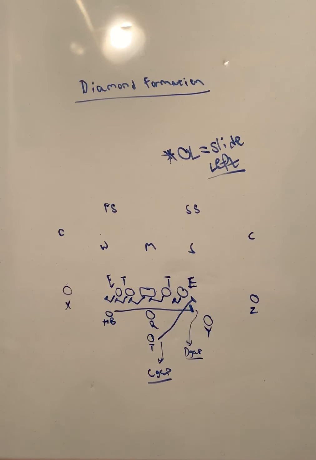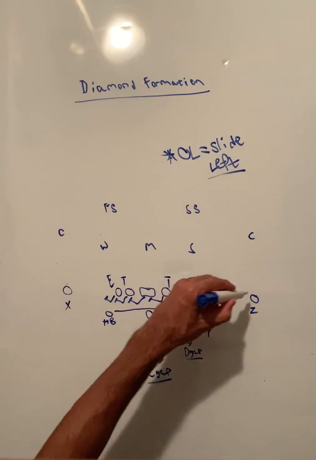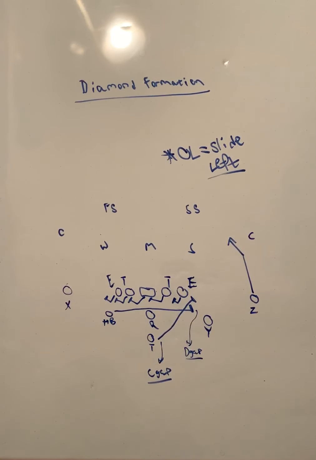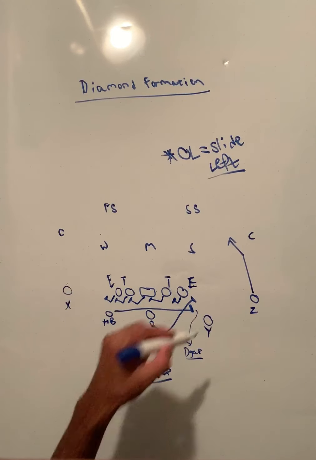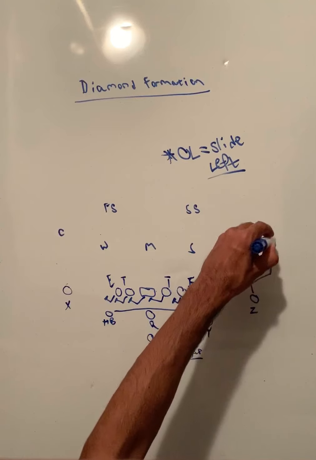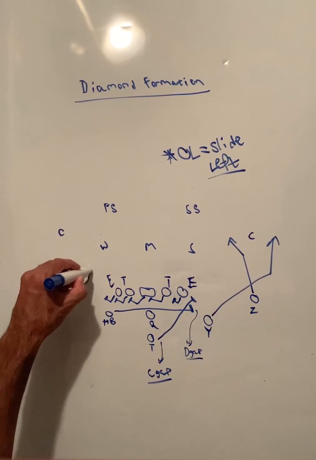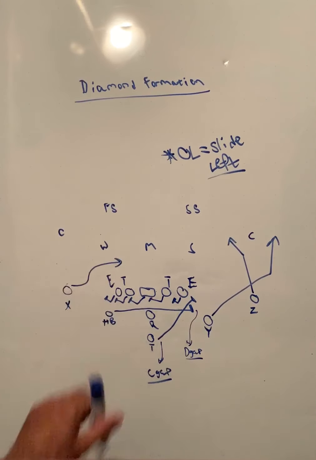So let us talk about our receivers. So let's start with Z. He's going to run a post. So he's just going to go, pretty bad post, but anyways. The Y, he's going to run a wheel route. So he's going to kind of come here. And our X is going to run a drag. So it's going to kind of be like coming across, right? Almost like a shallow cross, but not really.